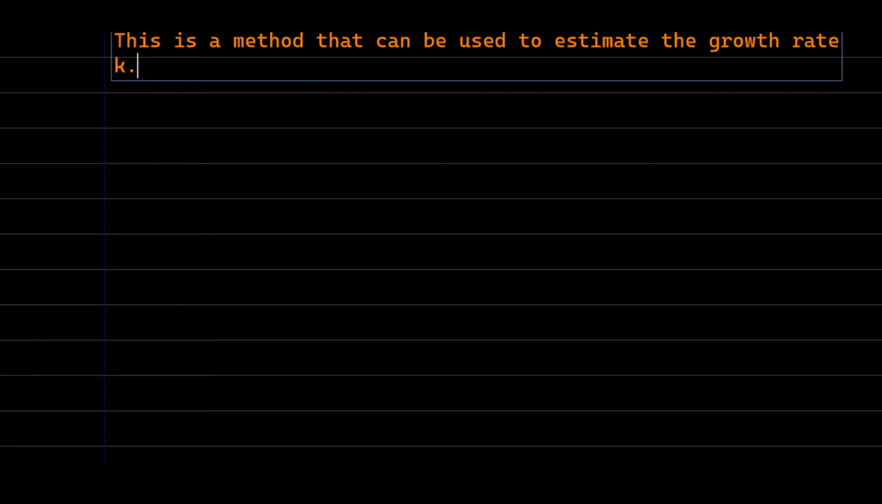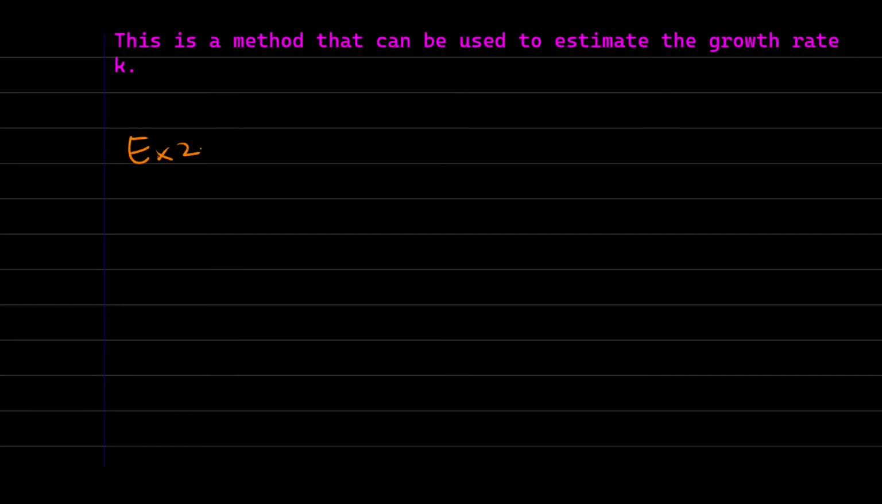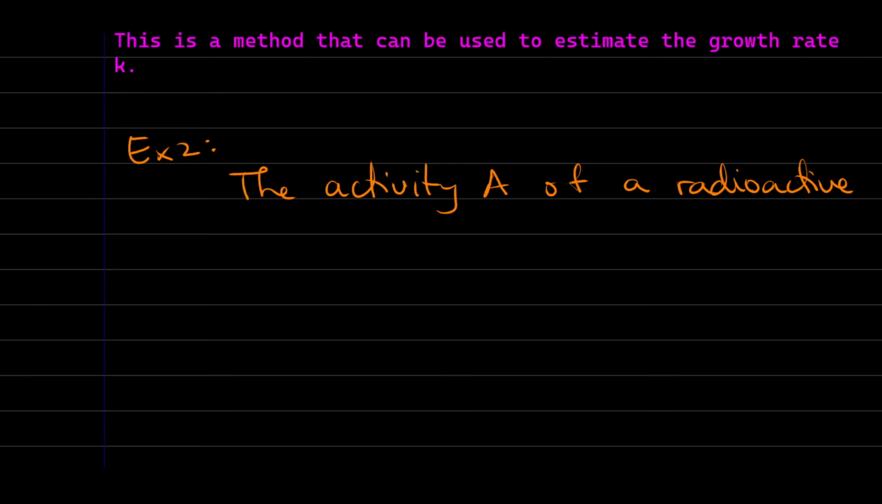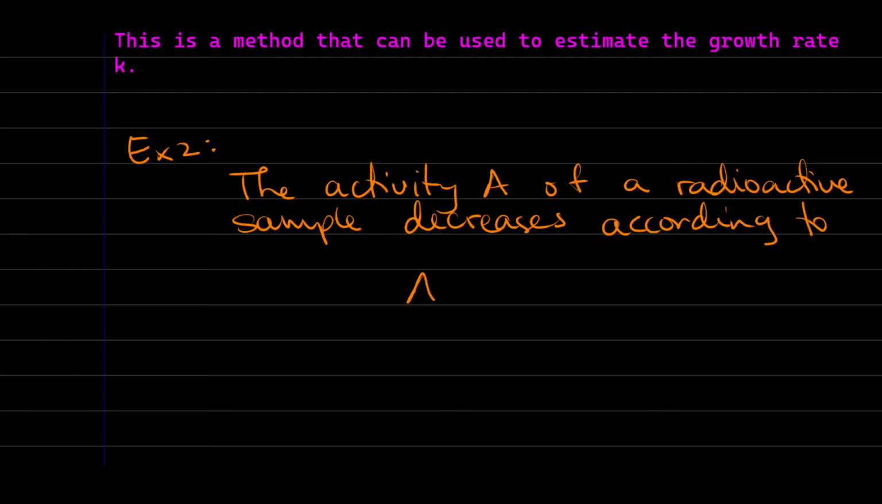Okay, let's go on to the next example and same kind of situation. Let's put that as solution. Same kind of example. Let's do another example. Example number 2. The activity A of a radioactive sample decreases according to A equal to A naught e to the minus lambda t, right?